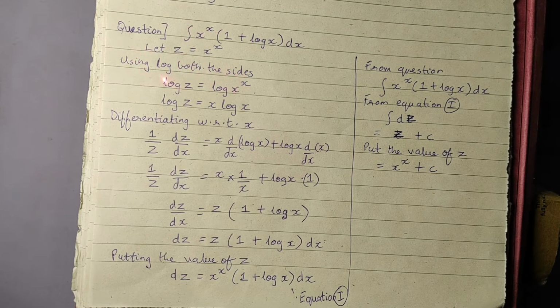So using log on both the sides, we can solve this. We have to take log on both the sides. Here also log we have taken, log z equal to this log x raised to x. So this can be, according to indices rule, the power will be coming down on this side. So here log z is equal to x log x.